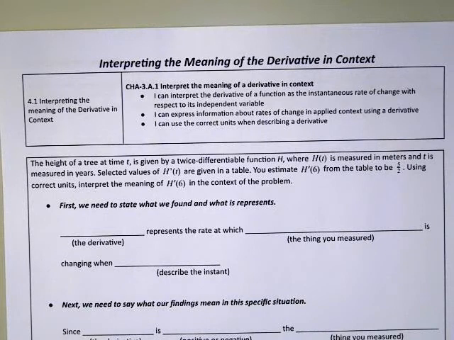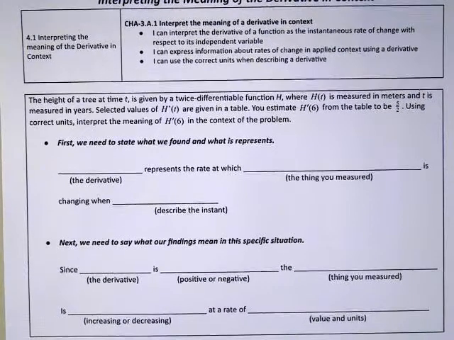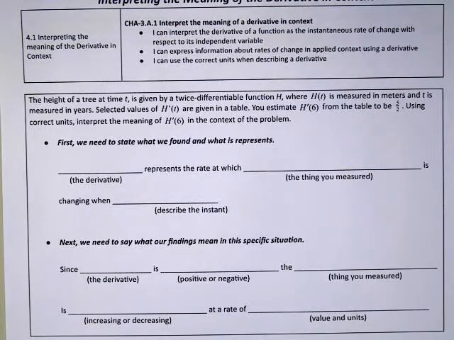Let's go ahead and start by using kind of a sentence frame to set up how we're going to think through these ideas. So this first prompt right here says the height of a tree at time t is given by a twice differentiable function h, where h of t is measured in meters and t is measured in years. Selected values of h prime are given in a table, and you estimate h prime of 6 from the table to be 5/2. Using correct units, interpret the meaning of h prime of 6 in the context of the problem.